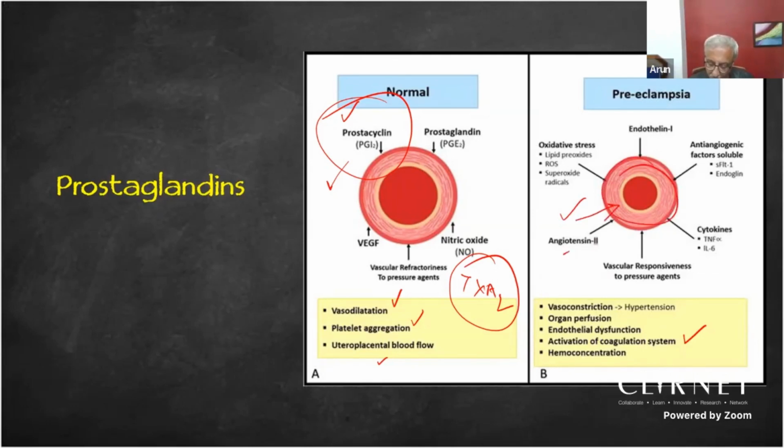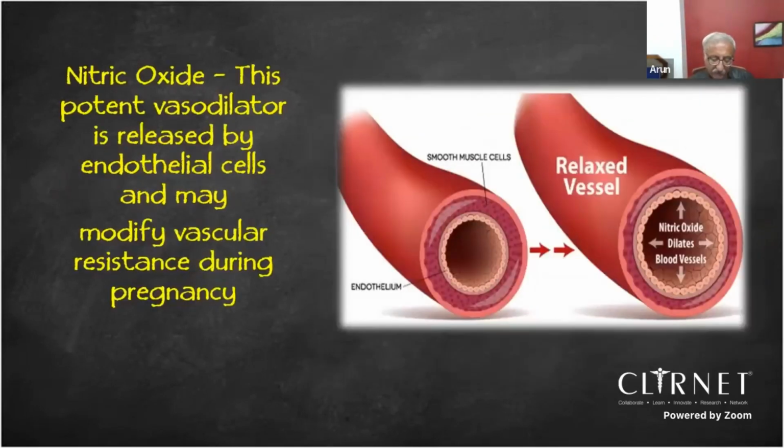If endothelin is causing vasoconstriction, then there are anti-angiogenic factors. I will come to these two again. They're important because if we measure these things, we can probably predict, they are factors which are important in predicting the development of preeclampsia. Another factor which is important is nitric oxide. We all know that this is an important vasodilator.